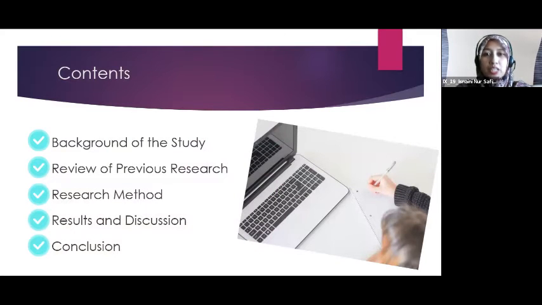This presentation will be divided into 5 parts. First is background of the study. Second, review of previous research. Third, research method. The fourth, results and discussion. And the last will be conclusion.